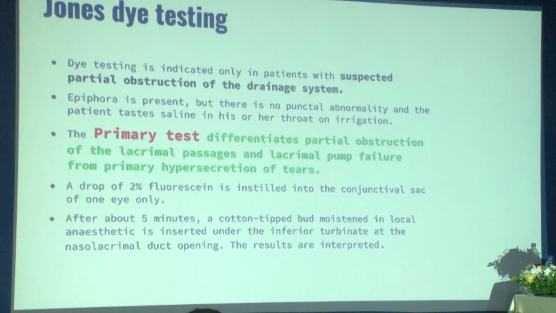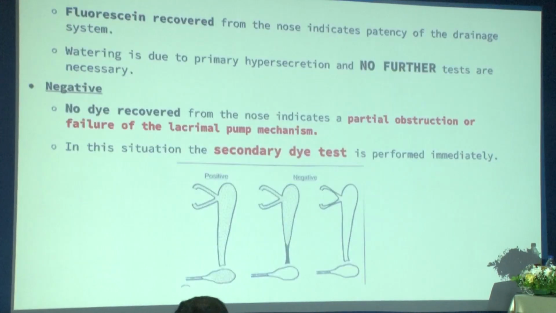After about 5 minutes, a cotton tipped bud moistened in local anesthetic is inserted under the inferior turbinate. And what are the results? Positive. When do we say it's positive? Fluorescein recovered from the nose indicates patency of the drainage system. Watering is due to, if fluorescein is recovered, this means watering is due to hypersecretion because the system is patent. So no further tests are necessary.